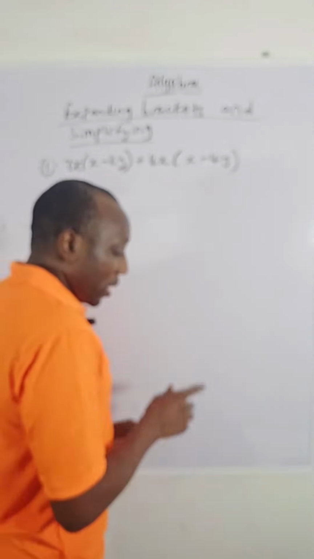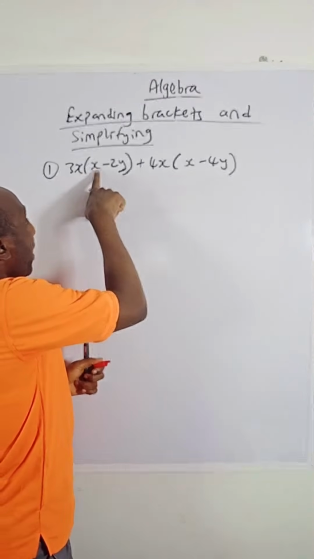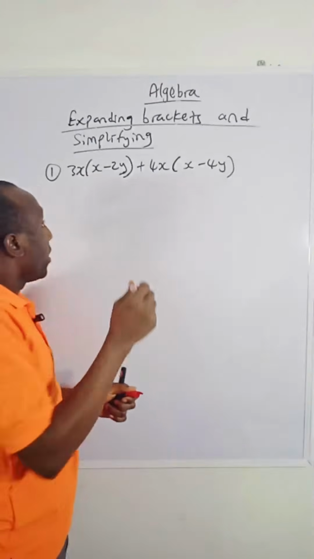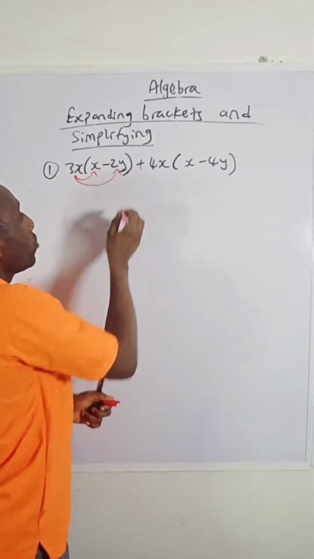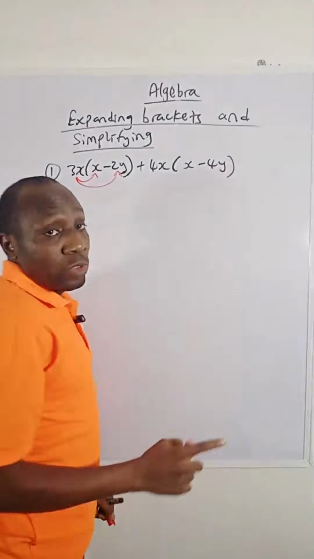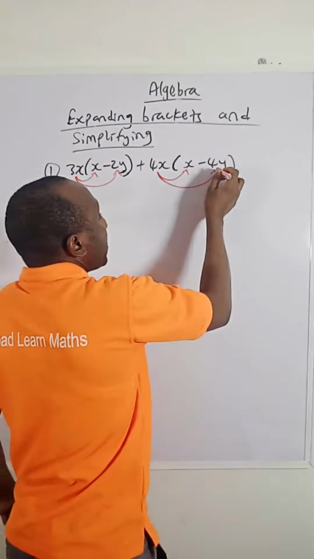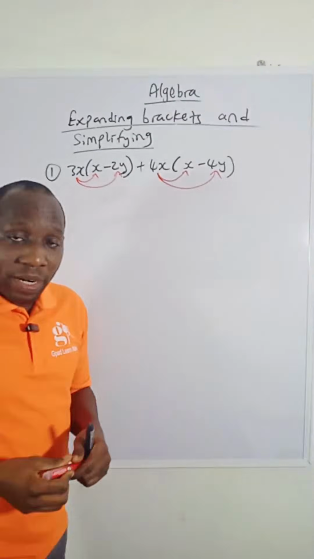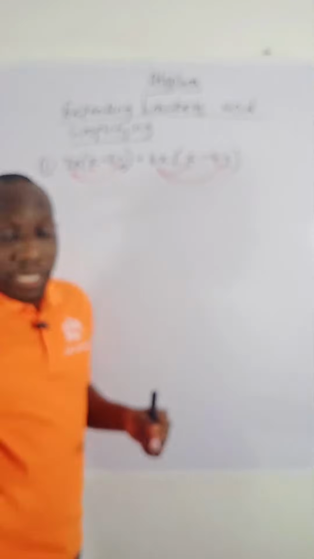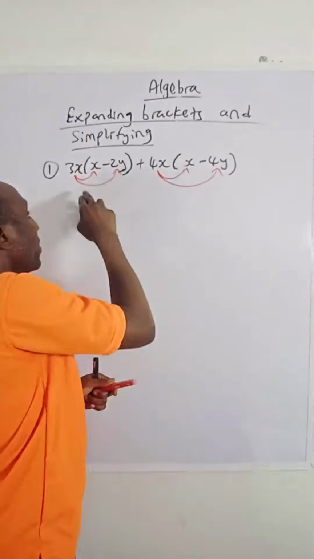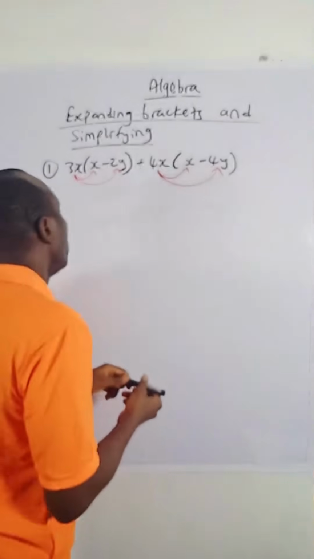Now, if you want to expand, this is how you're going to do it. You are going to use 3x to multiply every single term you have in the bracket. So it's going to be something like this: 3x times x, and then 3x times negative 2y. When you come here, you do the same thing as well. So 4x times x and 4x times negative 4y. That's how you expand bracket. If you have a term before a bracket, that term will be used to multiply every single term you have in the bracket. Don't just use it to multiply the first term and leave it like that. Don't do that.